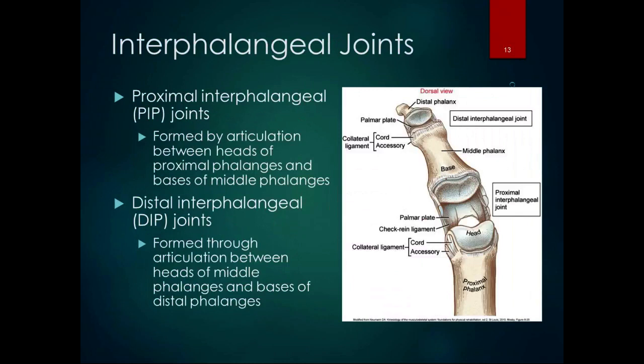So the interphalangeal joints, we have the PIPs and the DIPs, proximal interphalangeals and distal interphalangeals. The proximals are formed by the articulation between the heads of the proximal phalanges and the bases of the middle. The distal are formed by the articulation between the heads of the middle phalanges and the bases of the distal. And there's tons of little connective tissue, collateral ligaments within each of those itty bitty joints too. It's amazing how much stuff is crammed into our fingers.